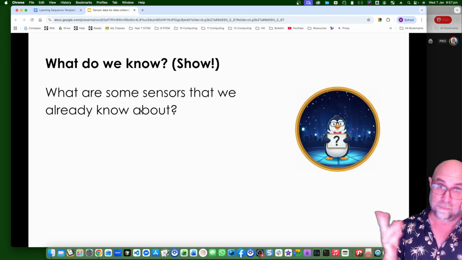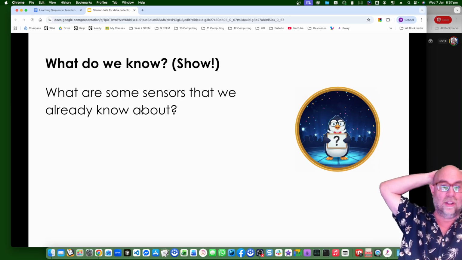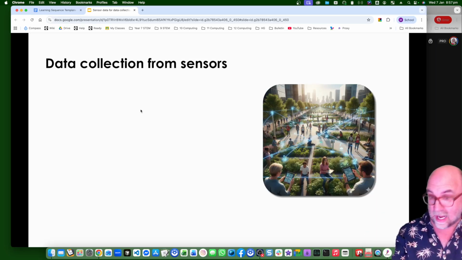Now, I have been teaching robotics for the better part of 10 years, actually 10 years, and even I was surprised when I looked up what the list of commonly used sensors were. There are quite a lot, so I'd be interested to know how many you could name.